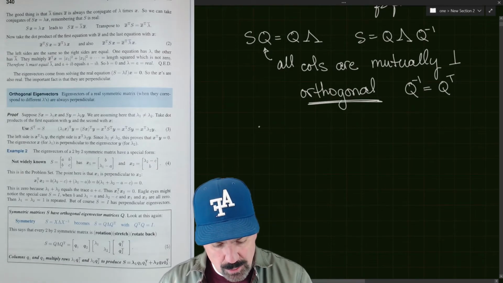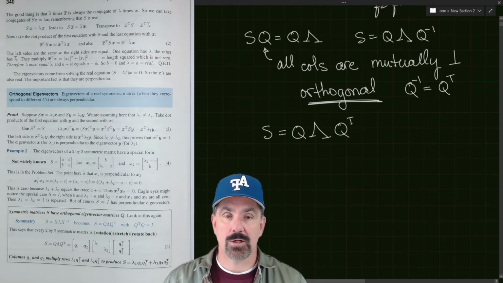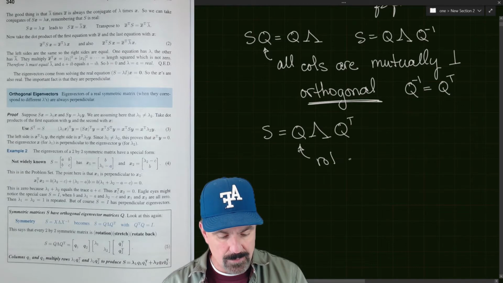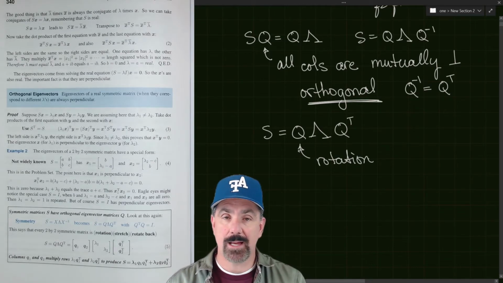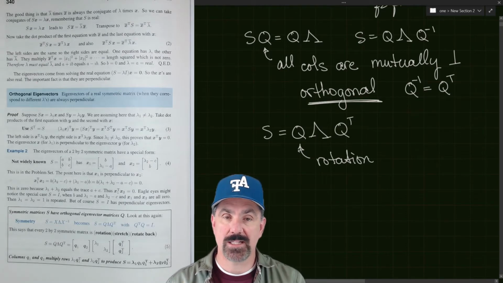So what we can do for a symmetric matrix is decompose it into something that looks like this. Moreover, an orthogonal matrix is associated with a rotation. We talked previously about change of basis, and this is the same thing. If we diagonalize a symmetric matrix, we are still doing change of basis.